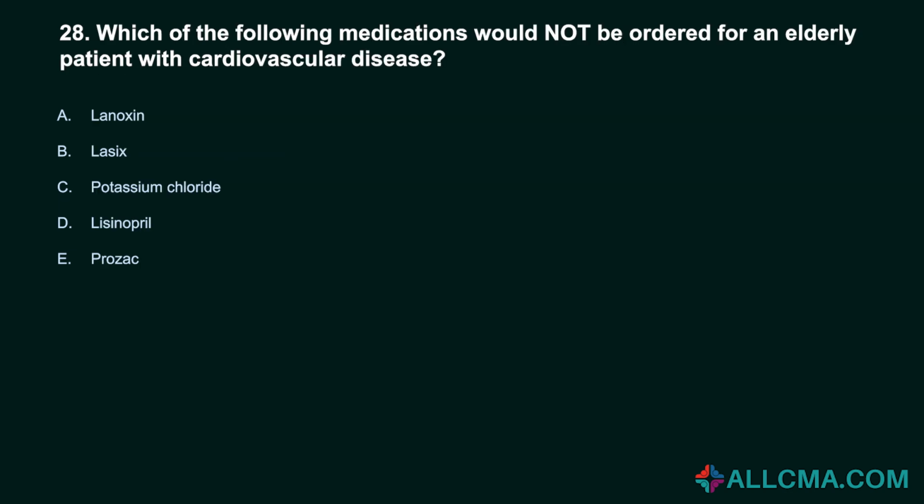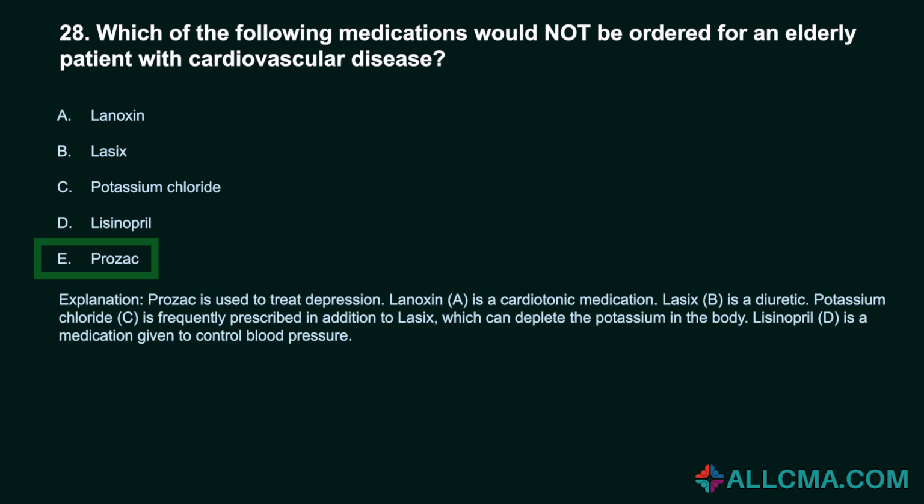28. Which of the following medications would not be ordered for an elderly patient with cardiovascular disease? A. Lanoxin. B. Lasix. C. Potassium chloride. D. Lisinopril. E. Prozac. Correct answer, E. Prozac. Prozac is used to treat depression.